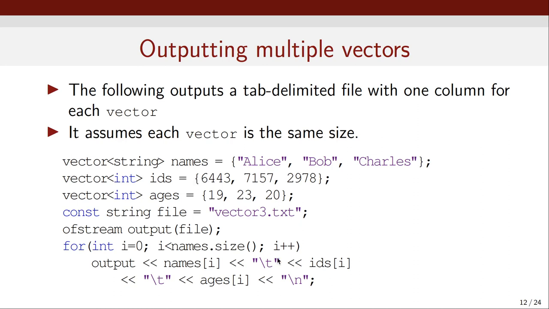So that will print Alice, and then IDs of 0, we will print out this number 6443. And then insert another tab, then insert the age, which will be 19. And then insert a change line character. And then the next iteration will be for i equals 1. That will print Bob, and then his ID number and his age. And when i equals 2, it will print the name Charles, and then his ID number and his age. So that will print out basically three columns and three rows. So the names will be on the first column, the second column will have the IDs, and the third column will have the ages.